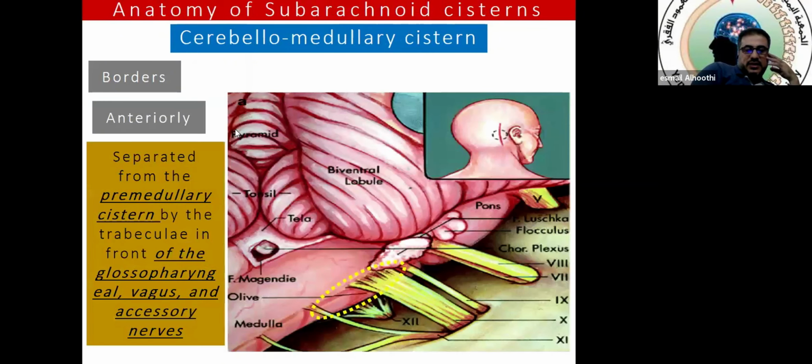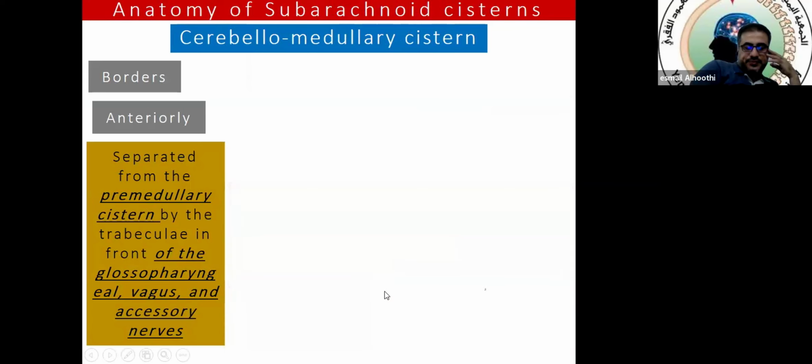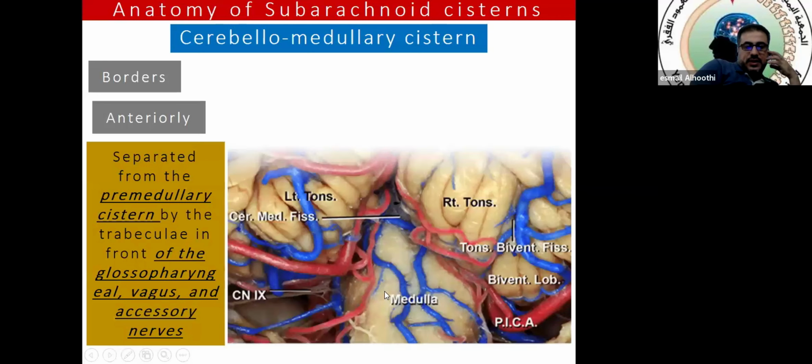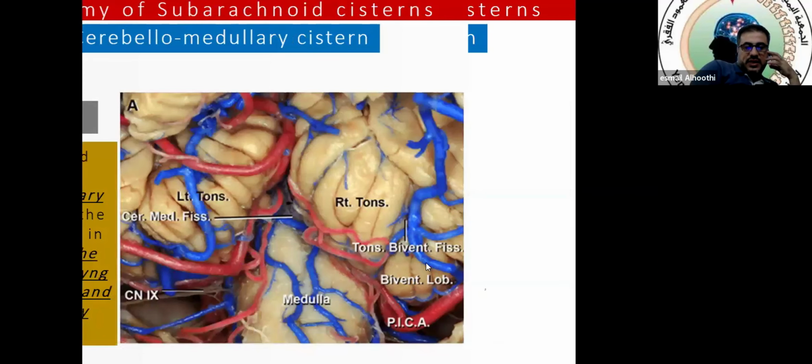Also anteriorly, it is separated from the premedullary cistern by the rootlets of the vagus, glossopharyngeal nerve and accessory nerve. As we see in this image, this is the glossopharyngeal and the vagus, and this is the medullary part of the accessory nerve. Posteriorly is the biventral lobule of the cerebellum, which we see here.